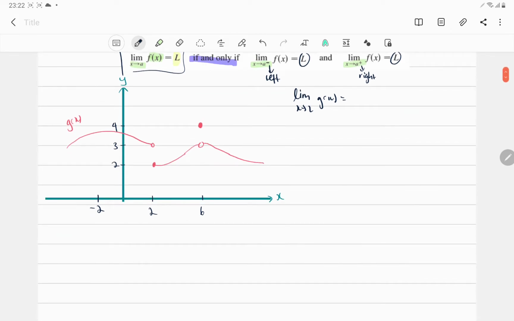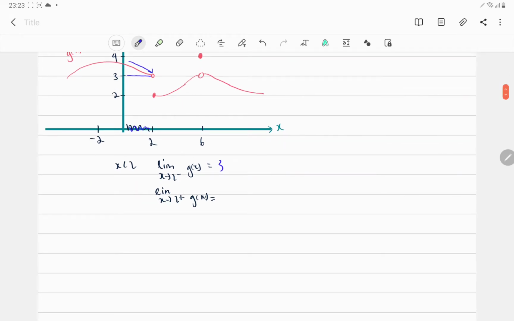So for g of x, the limit as x approaches 2, we want to look at the limit as x approaches 2 from the left of g of x, and the limit as x approaches 2 from the right of g of x. So when it approaches 2 from the left, it means x value is less than 2, which is basically over here. And as you can see, as x approaches 2 from the left, the graph is going to be approaching 3.